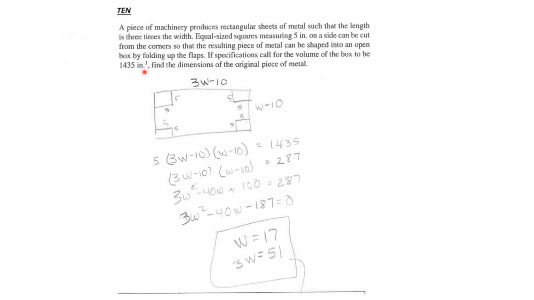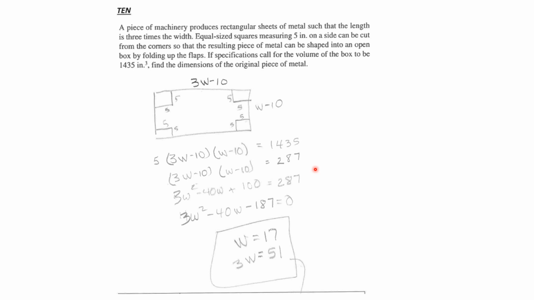Let's see, this is number 10. You had a piece of machinery made from rectangular sheets of metal, and the length is 3 times the width, so this is 3W, this is W, but you're taking pieces out of each side, so the net of this when you fold it up is W minus 10, this is 3W minus 10, and the volume is going to be 1435.